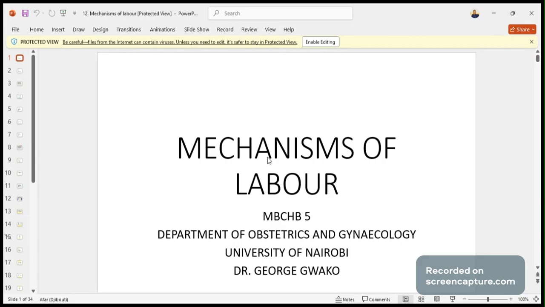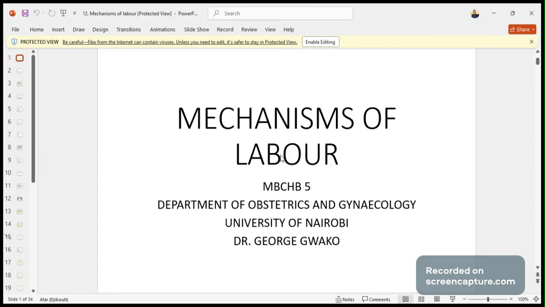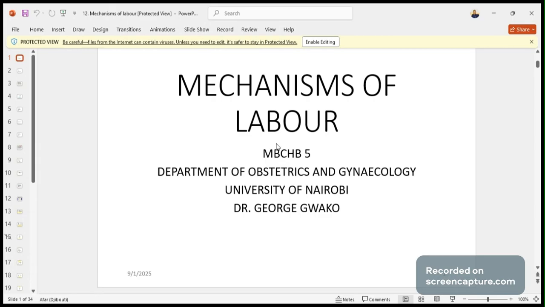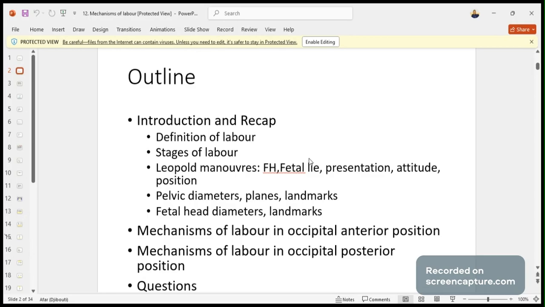So mechanism of labor. Now we're going to check on mechanism of labor. This is one of the units in obstetrics and gynecology. It's also a unit in reproductive health. It's also a unit which is covered in midwifery, and can also be done in maternal and newborn health and nursing. So, introduction and recap.